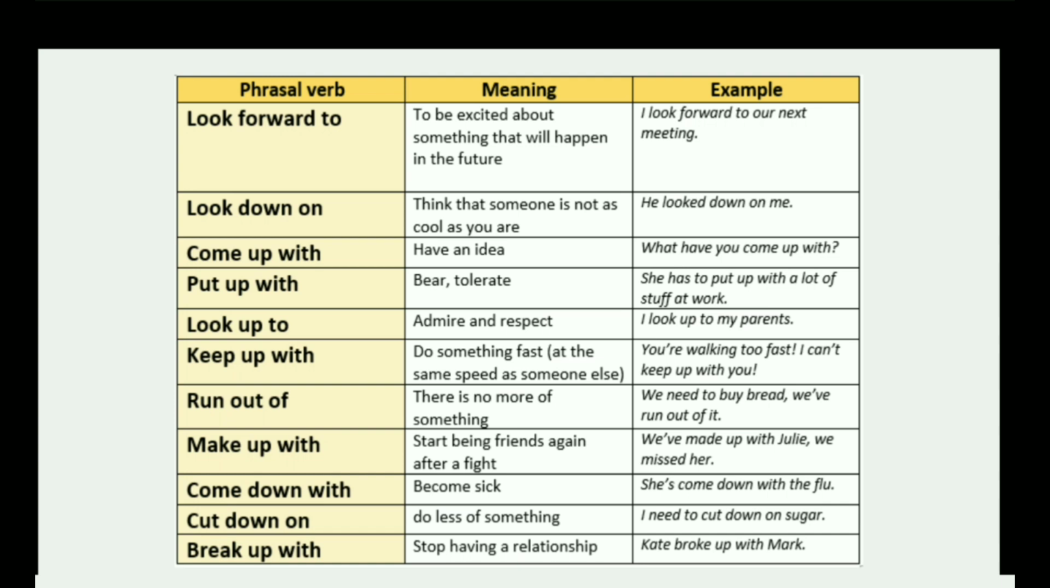Next, run out of means there is no more of something. We need to buy bread. We have run out of it means it's over. Next is make up with means start being friends again after a fight. So we have made up with Julie, we missed her. Next is come down with means become sick. She's come down with a flu.